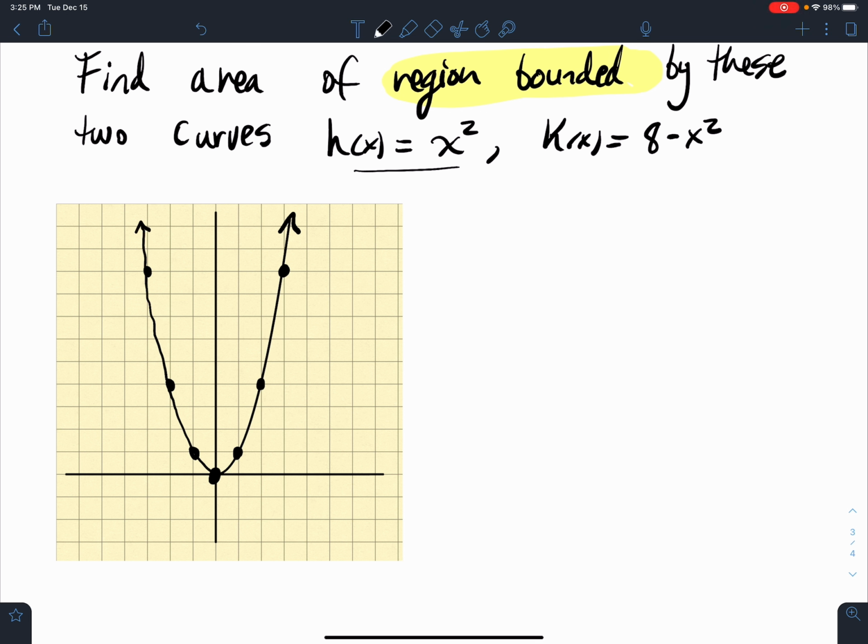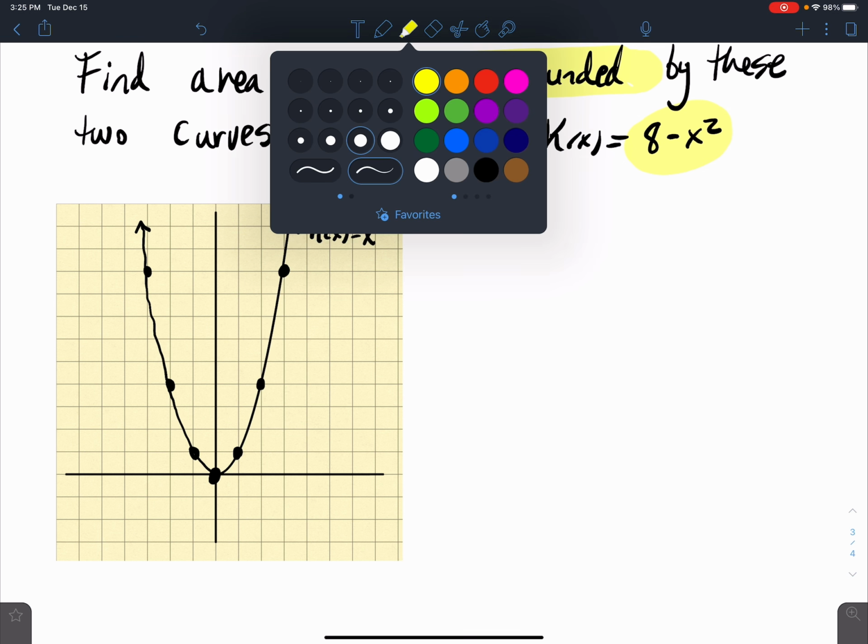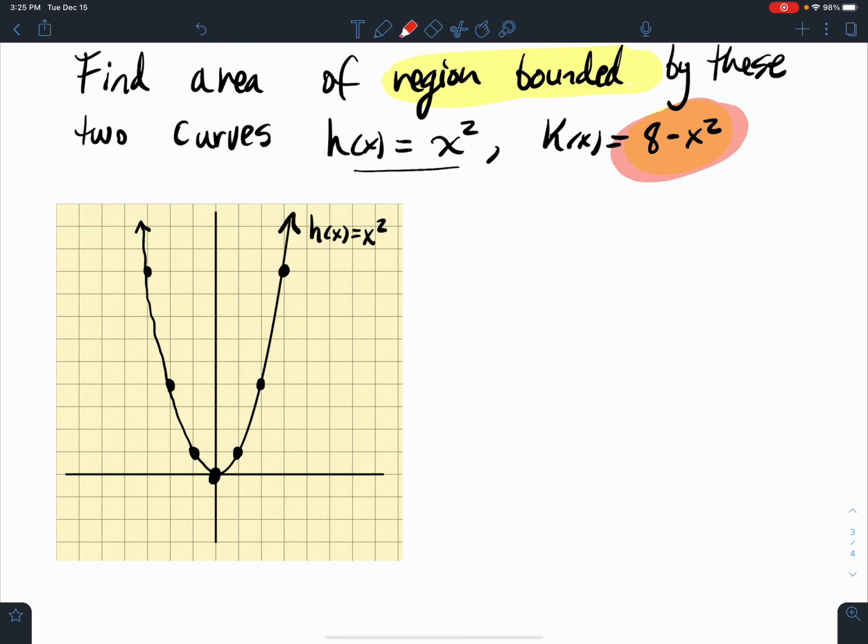Okay. So that's x squared. So this is h of x, which is x squared. And now this one is a little bit different. This one is 8 minus x squared. So since there's a minus coefficient in front of the x squared, it's actually going to be a sad parabola. See, here we had a positive, so it's a happy parabola, right? Positive, happy, negative, sad. Wah.